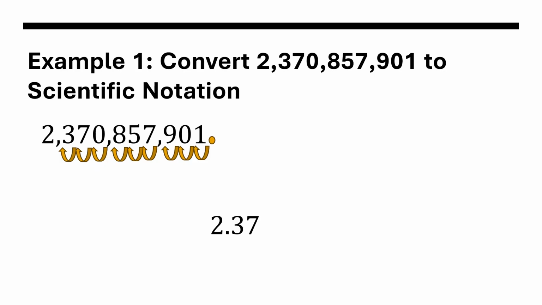So that's 2.37. Now you count now the number of movements. So we'll count that: 2, 3, 4, 5, 6, 7, 8, 9. Then you can write now times 10 because every movement is equivalent to times 10 because of the place value. And then raise the number. So that is why there is 9. So the conversion of that 2,370,857,901 is 2.37 times 10 raised to 9.